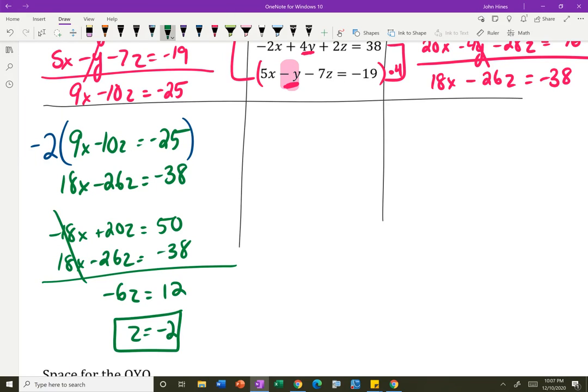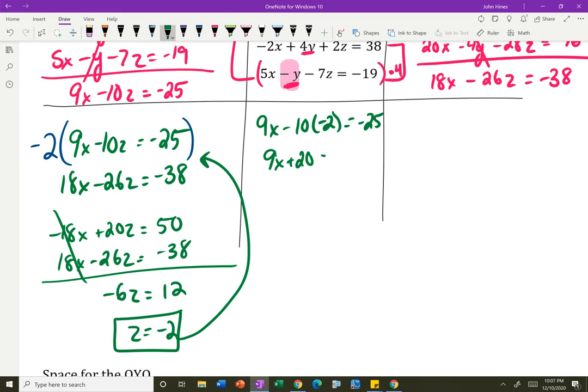I've got one of my 3 variables. I've got to just do plug in and plug in to get my answer. Remember, we're still in 9th grade land. Don't go back up to the original. Plug into one of our 9th grade equations with 2 variables. So 9x minus 10 times negative 2 equals negative 25.